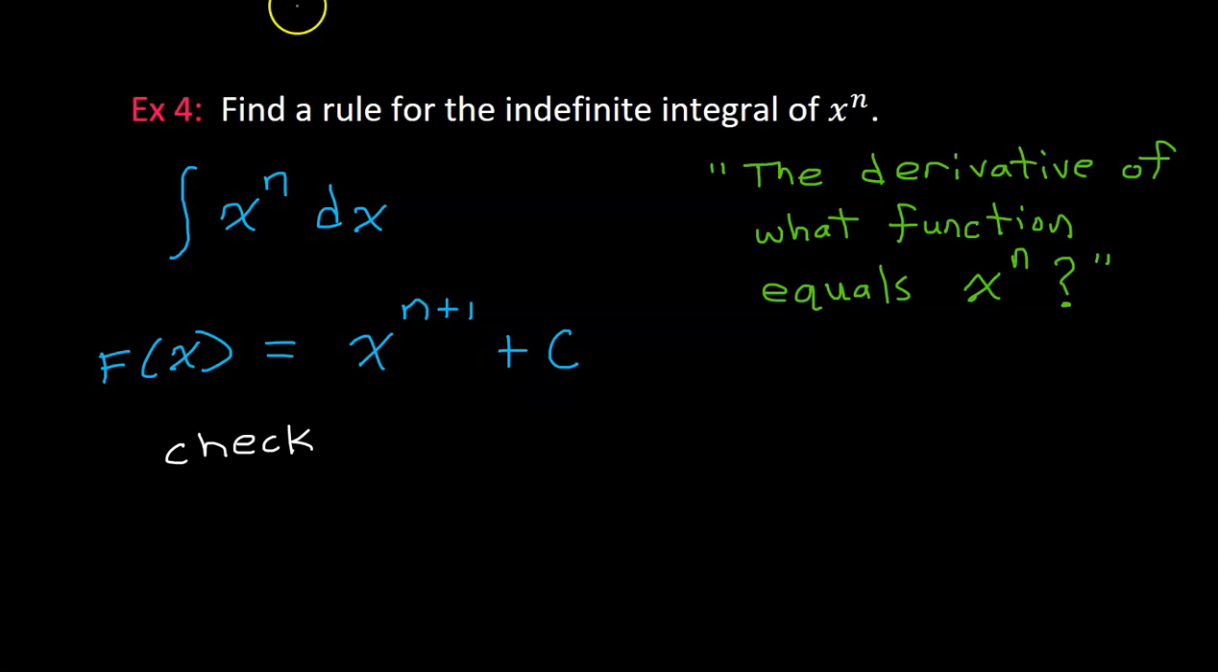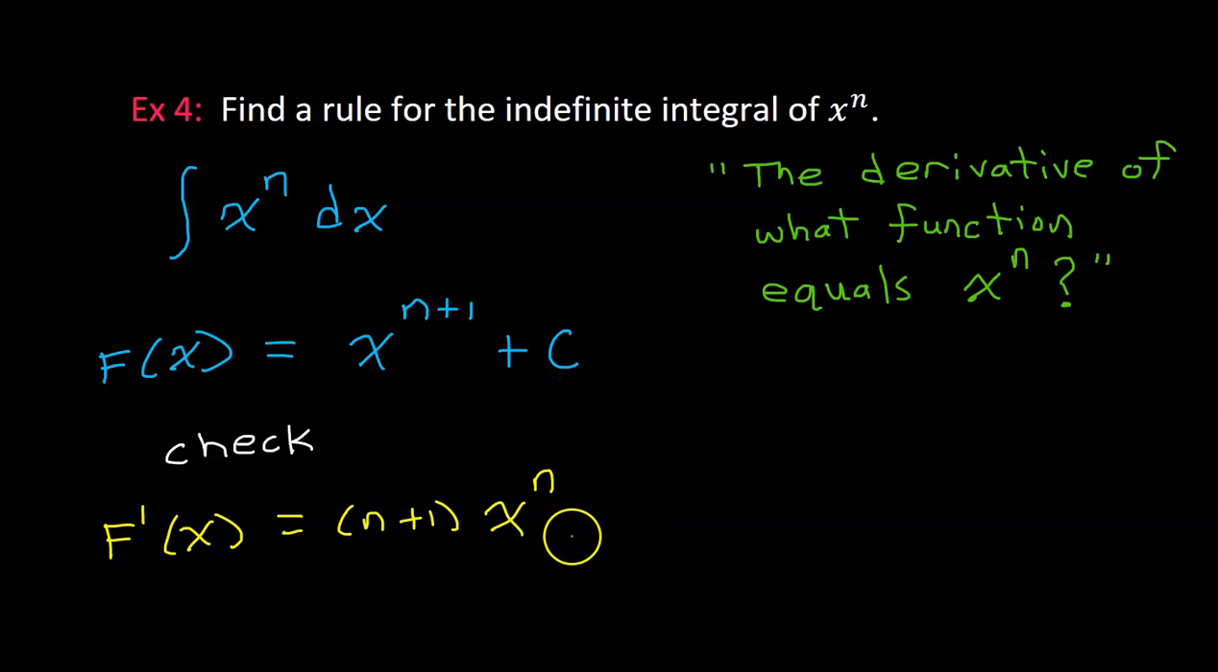If this is truly the antiderivative, that means if I take the derivative of this, I will get x to the n power back again. So if we apply the power rule, the n plus 1 is going to come to the front. So I'm going to wind up with n plus 1 out in the front. I will decrease this by 1, so I'm going to end up with x to the n power. And of course, the derivative of the constant is 0, so that goes away.